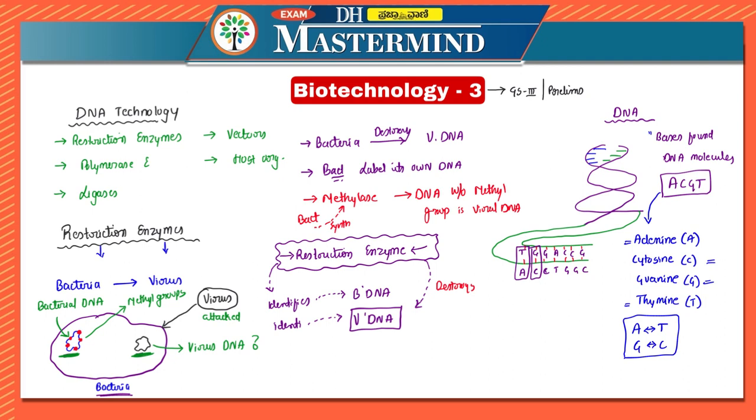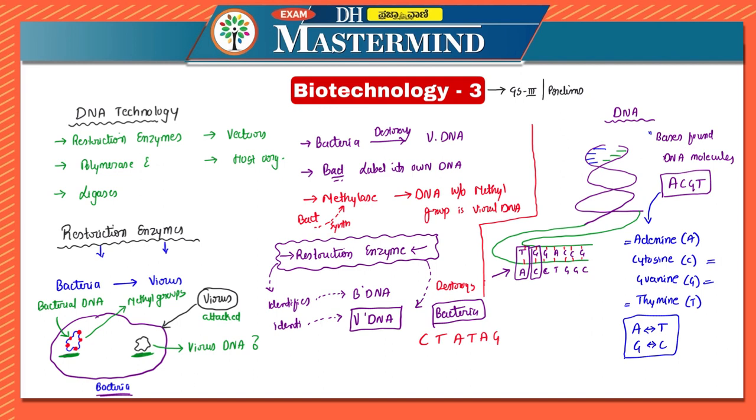Now, why did we discuss the basics of DNA, that is, the bases found in the DNA molecule? That is because this restriction enzyme restricts the growth of viruses, and in order to recognize or identify, it needs a specific sequence. Let us take the sequence of bacteria, the ones which we discussed before. Let us say the bacteria has this sequence, which is C, T, A, T, A, G. This is just an example.